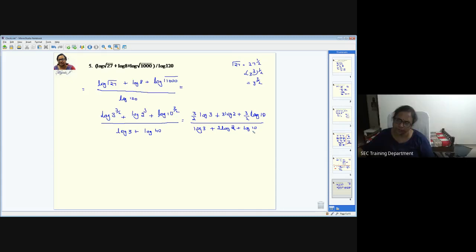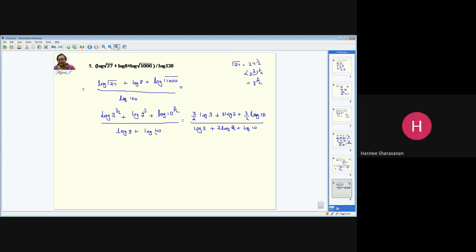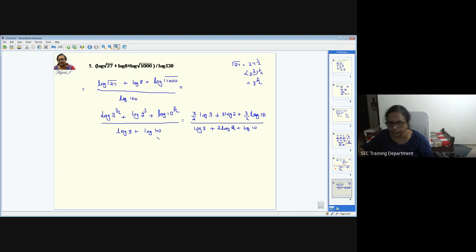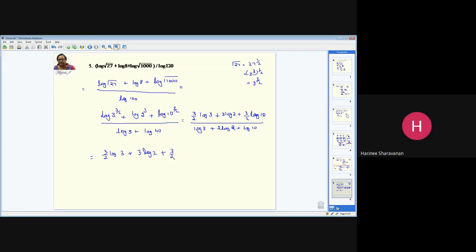Are you clear with that? Yes, ma'am. 40 can be written as 4 into 10. So log 4 plus log 10, which I have written here. Again, the 4 is nothing but 2 square, so the 2 will come here. But this 10 again can be split. Okay. So let me write this here. So this is going to be 3 by 2 log 3 plus, this is the same, we can't do anything with this. Now we'll keep it as such. But here what you can do?